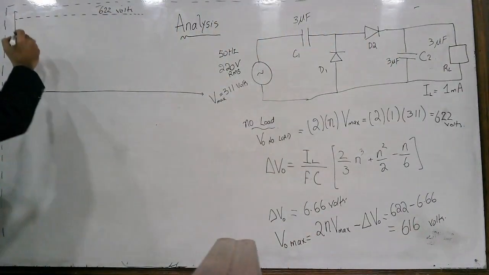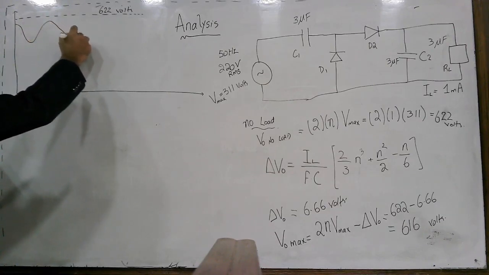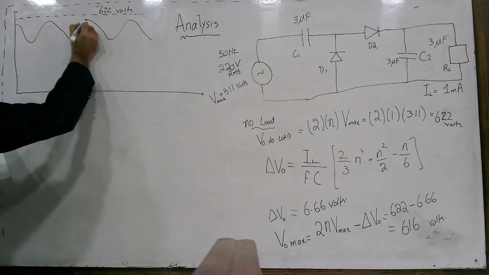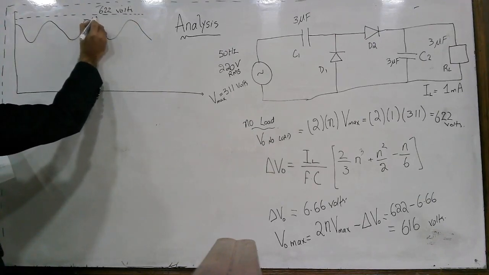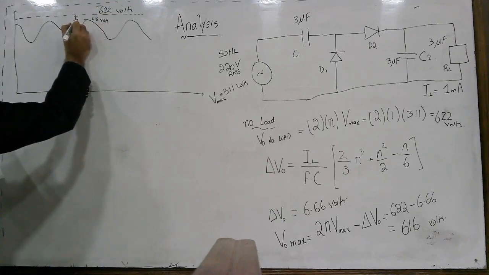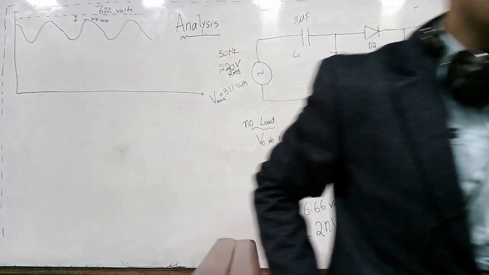So how can it be represented here? Let's say this is the capacitor charging and discharging phenomena. So this is the 616 volts, and here is the voltage drop. Okay, is it clear to you? Yes.